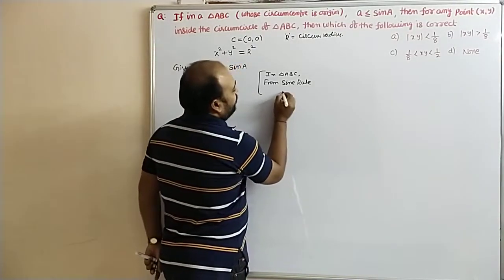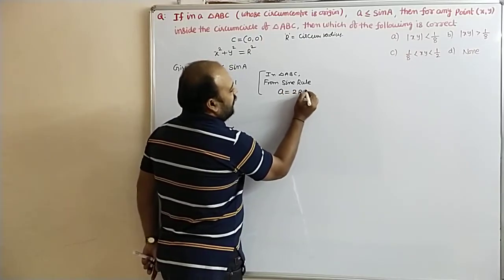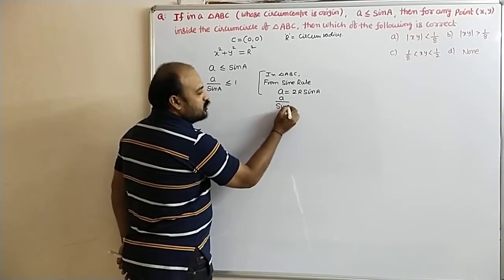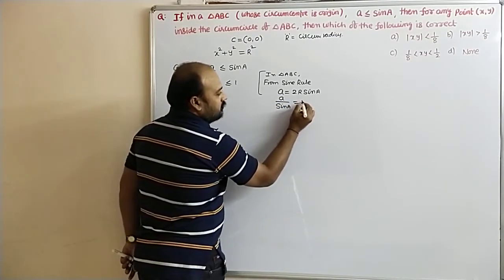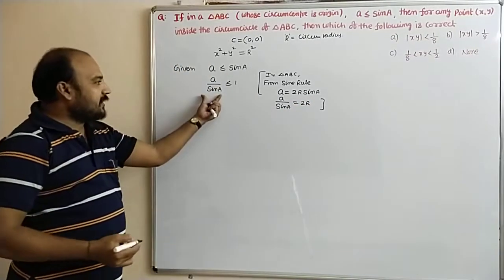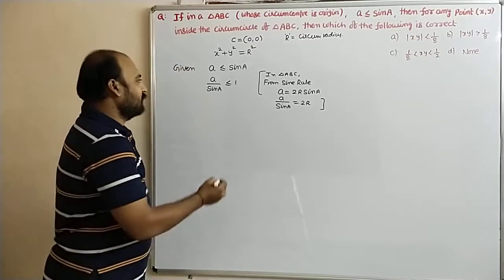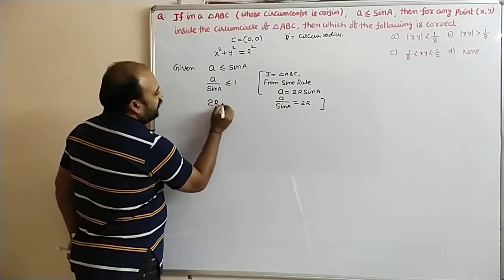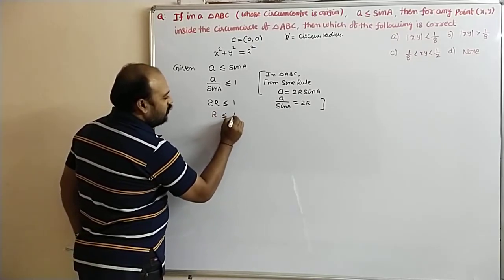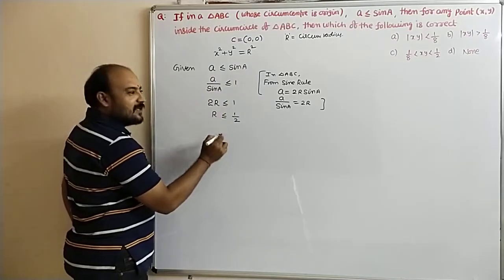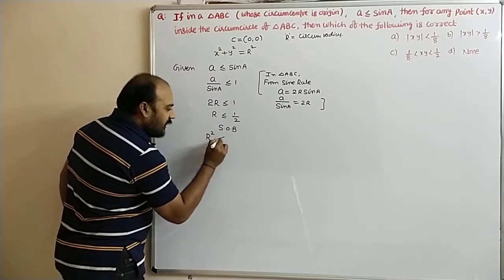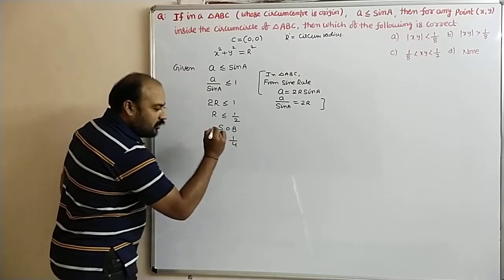From the sine rule, a by sin A equal to 2R. So wherever a by sin A is there, you have to replace it with 2R. So 2R is less than or equal to 1, but I want only R. R is less than or equal to 1 by 2. But here R square is there, so squaring on both sides, R square is less than or equal to 1 by 4.